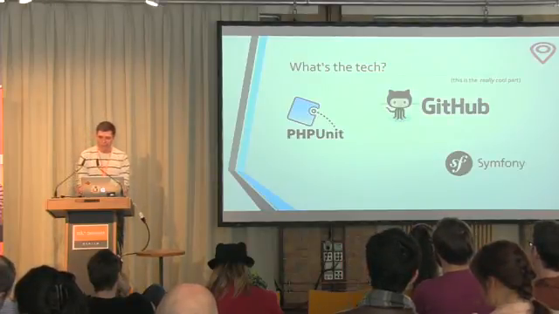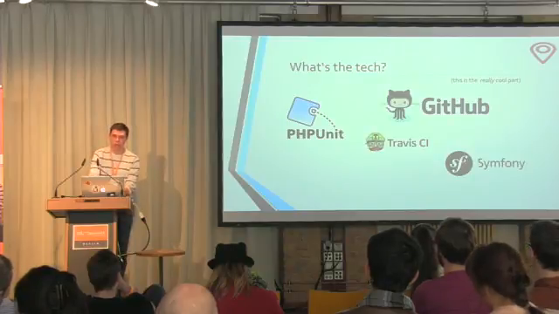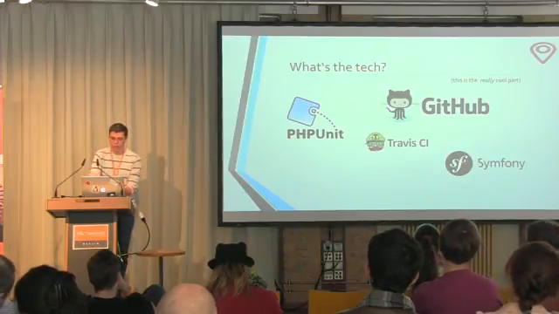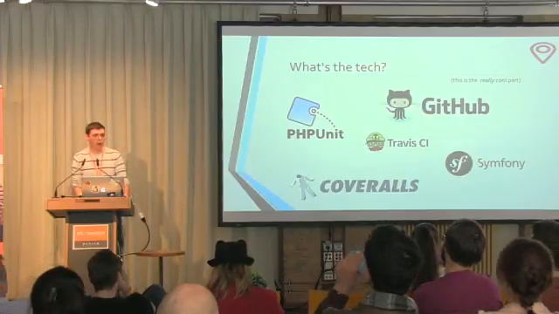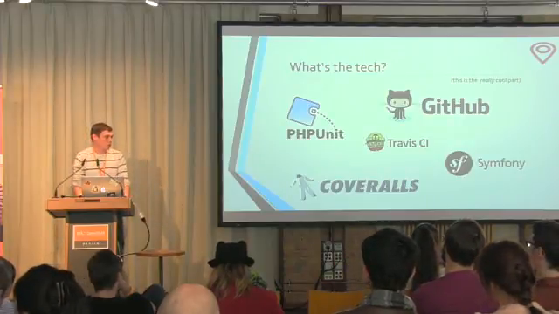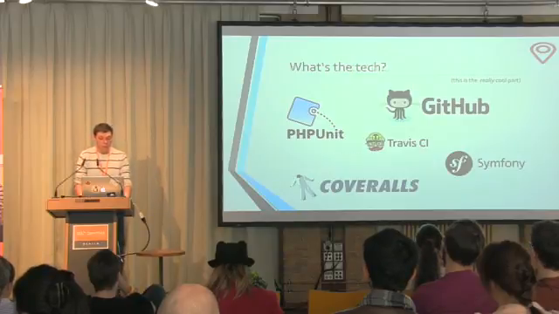PHPUnit. And then, of course, Travis for our automated builds right there through GitHub, easy integration, free for open source projects, and then Coveralls to help us monitor our code coverage. And that helps increase quality, that type of thing.